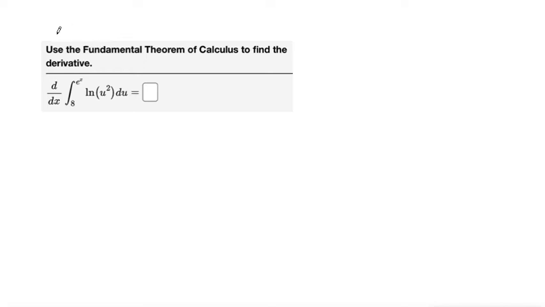Here we have a problem that says to use the fundamental theorem of calculus to find the derivative. We have d over dx of the integral from 8 to e to the x of ln u squared du. We're trying to evaluate that.